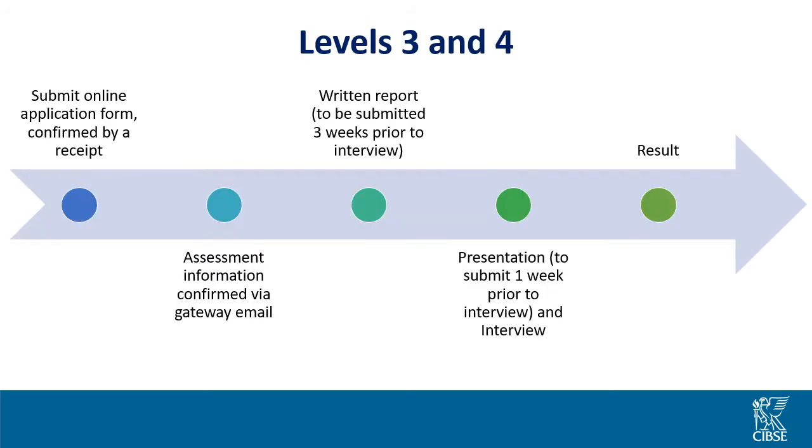For levels 3 and 4, this graphic shows the next stages following the submission of your online application. You'll submit your online application, and within about 2 weeks you'll receive a gateway email. This email will include information such as when your interview will be and more details about the next steps. You'll submit your written report at least 3 weeks prior to your assessment.